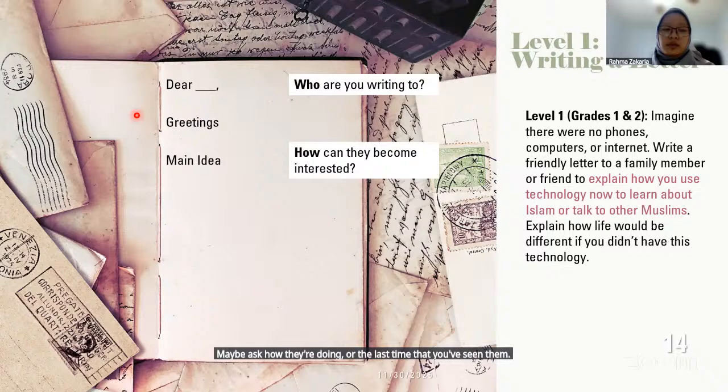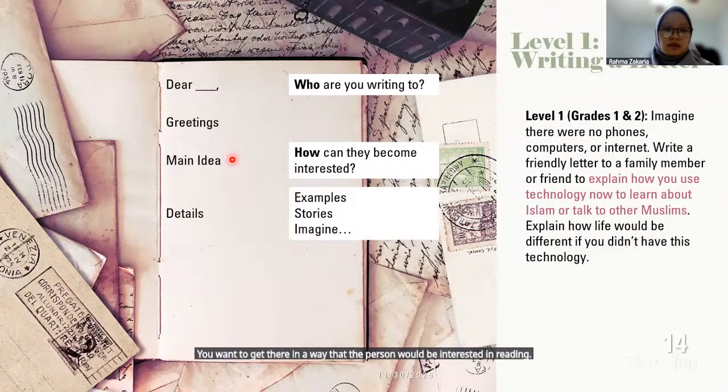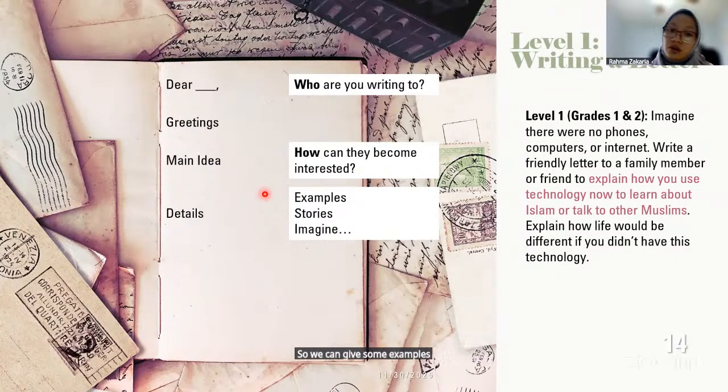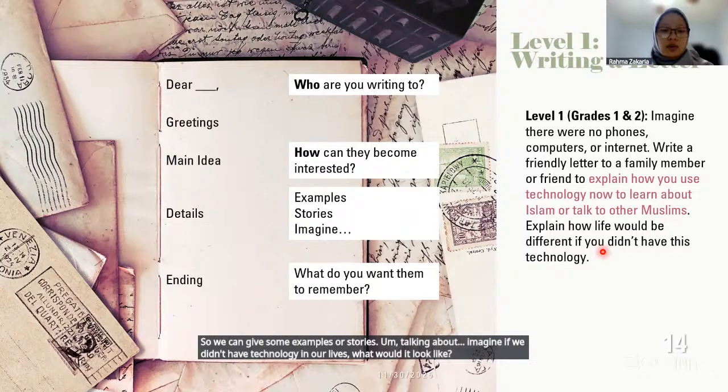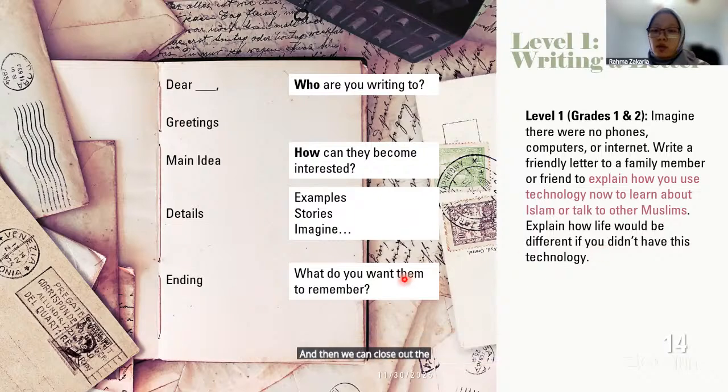And then you want to go into your main idea, but you can't go right away and just say, this is my main idea. You want to get there in a way that the person would be interested in reading. And then once we mention our main idea, we want to support it. So we can give some examples or stories, talking about, imagine if we didn't have technology in our lives, what would it look like? And then we can close out the letter with what we hope that they remember or that they take from this letter, and then we can give them a farewell.